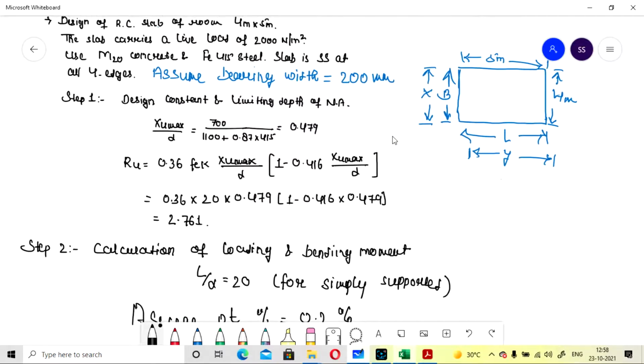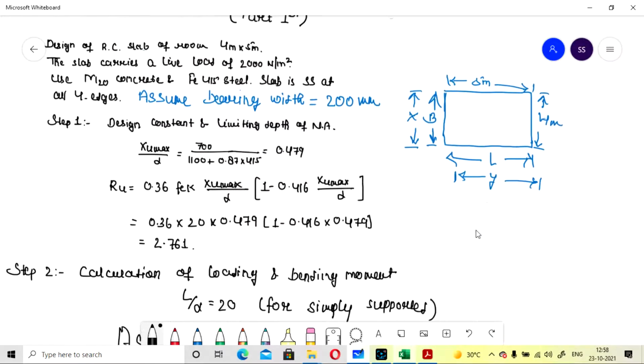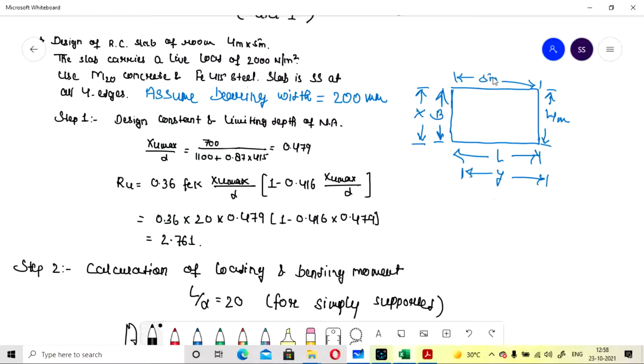So we are going to consider the slab like this. It is 5 meter by 4 meter. For x or b we are going to consider 4 meter, and for the longer side or y we are going to consider 5 meter.